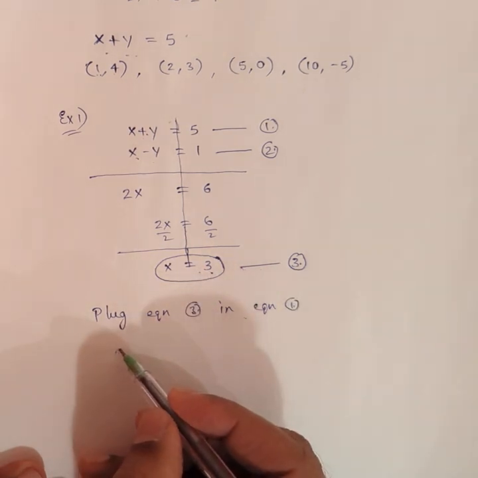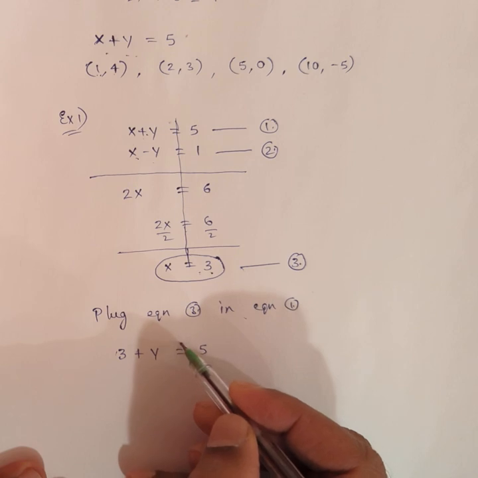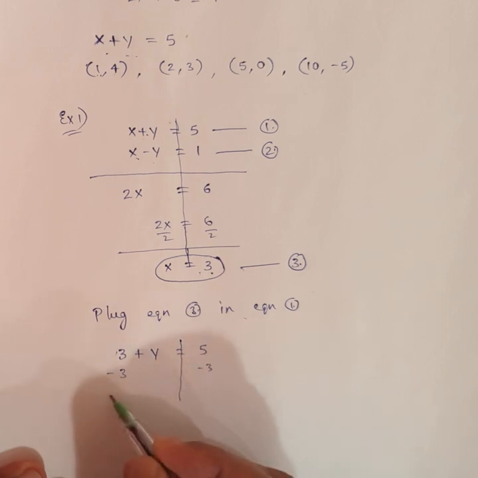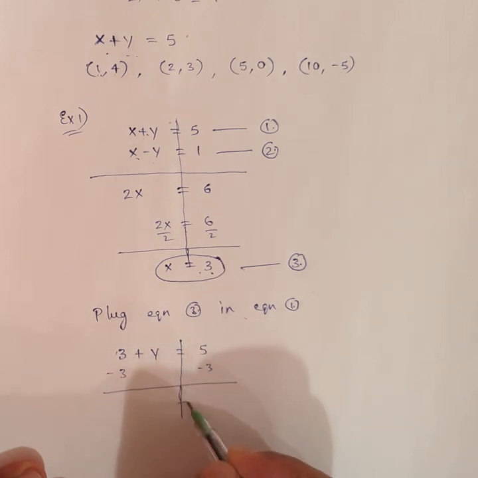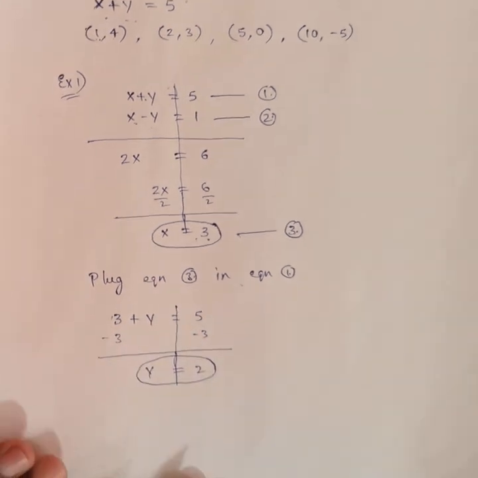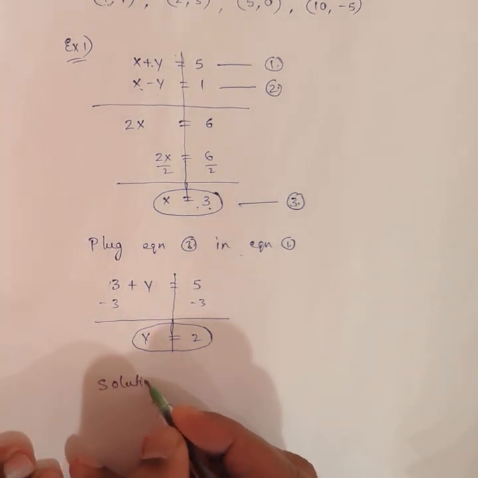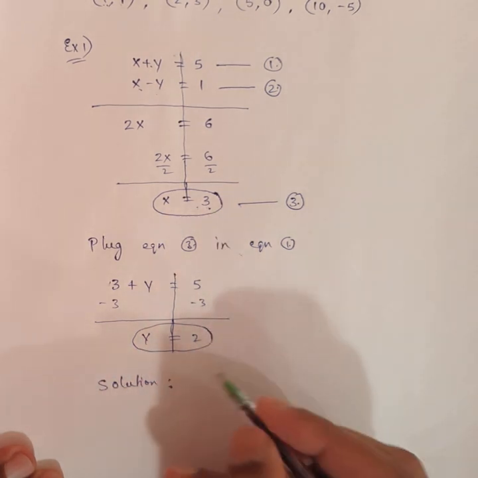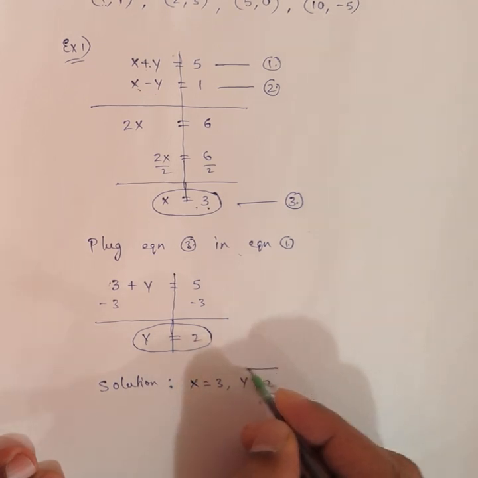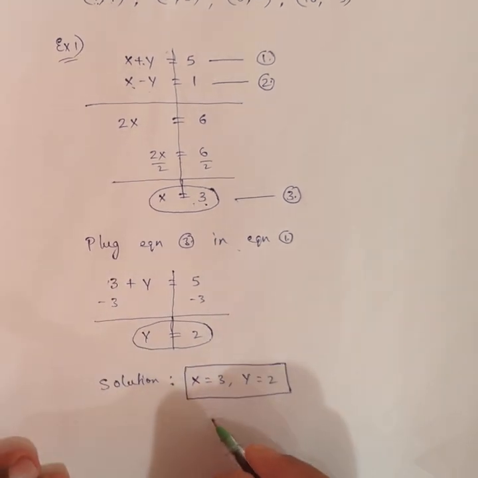So I'm going to have x plus y becomes 3 plus y equal to 5. And how do I solve for y now? I subtract 3 from both sides. So I get y equal to 5 minus 3 is 2. So this is my other half of the solution. So what's my answer or what's my solution? My solution consists of this: x equal to 3, y equal to 2. So this is my answer. I could have written this as an ordered pair.